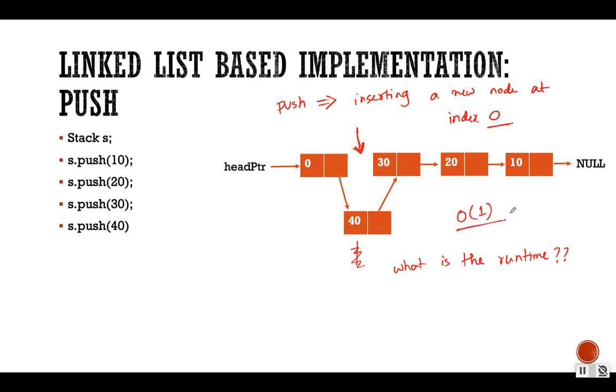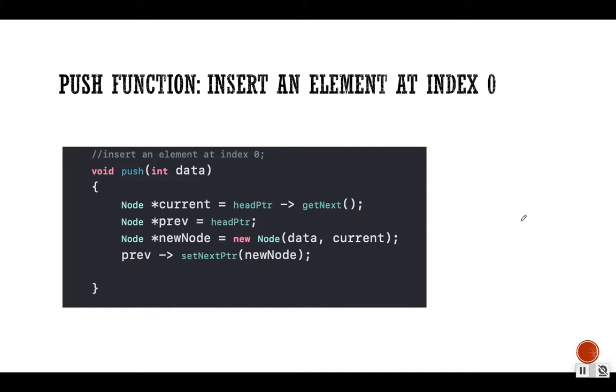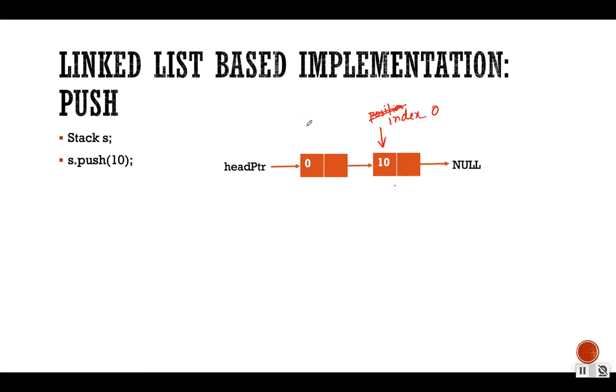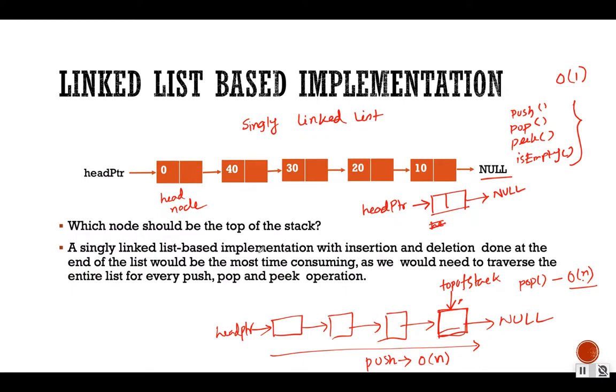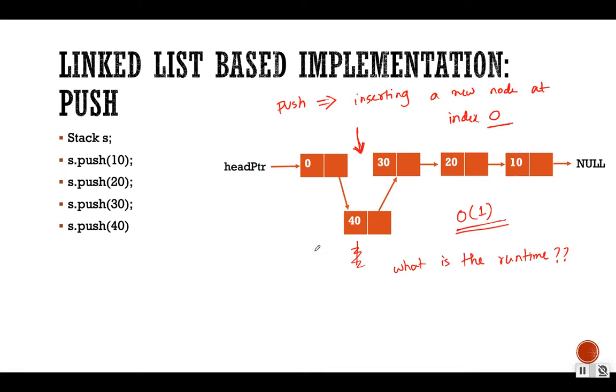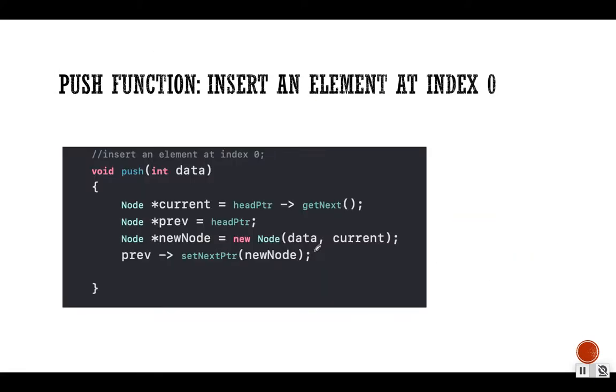That's how we are going to implement the push function in the stack. We insert a new node at index 0, and that's how the runtime of the push function will be order of 1. So let's see the function. Now we are implementing the stack using a singly linked list based implementation, and that's why we are not showing you the data structure of the node and the list. We are using the same node class definition as we used in the singly linked list, and the same list class definition.